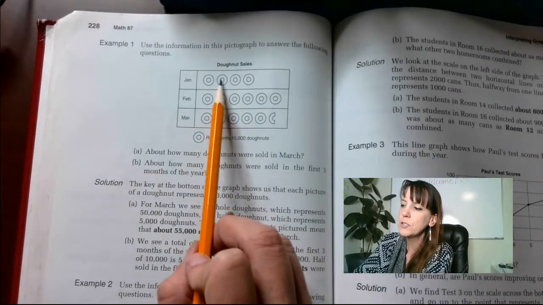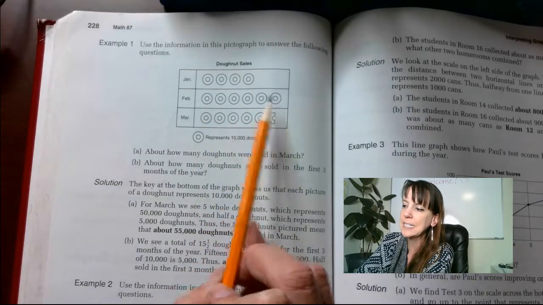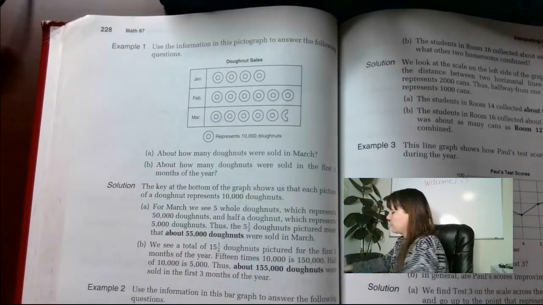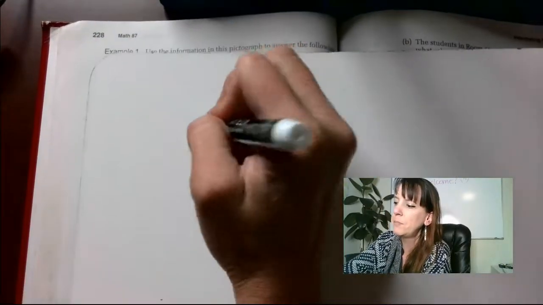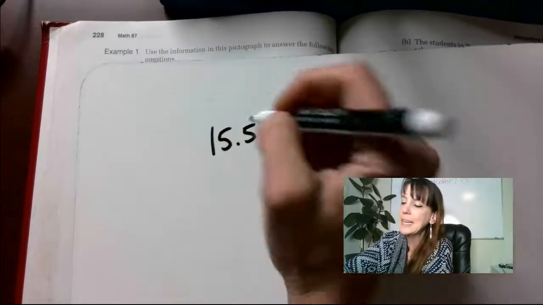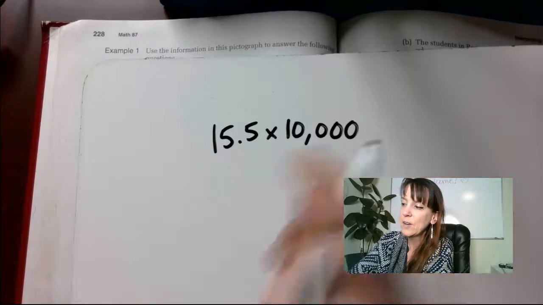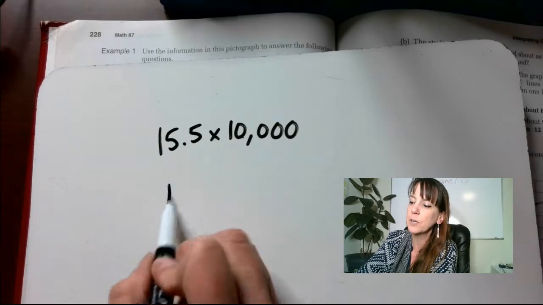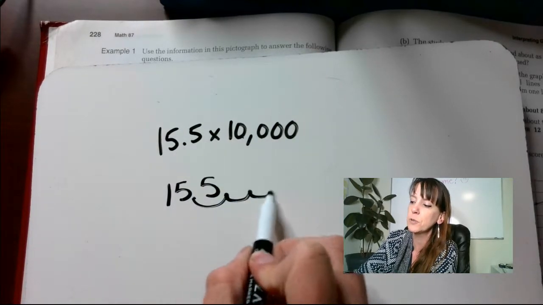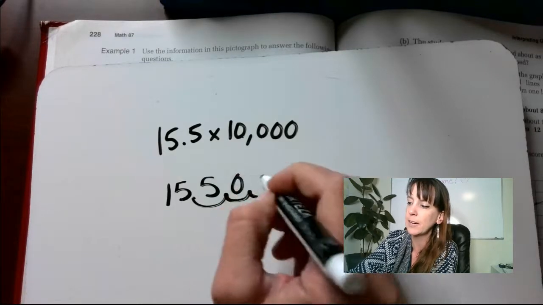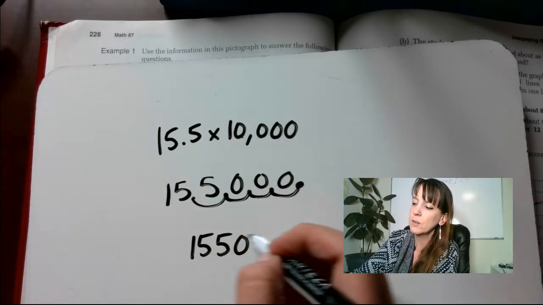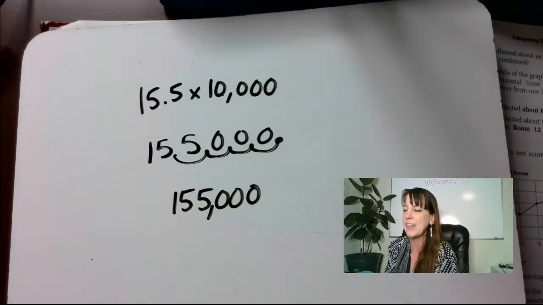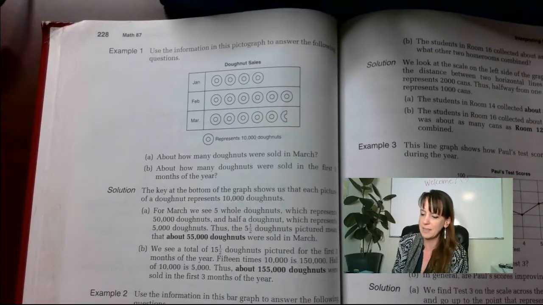Well, we have 1, 2, 3, 4, 5, 6, 7, 8, 9, 10, 11, 12, 13, 14, 15 and a half. So the way that we would write that is 15 and a half, so 15.5, right? Times 10,000. Well, that just means we need to move our decimal over 1, 2, 3, 4 spots. So what that means is we have 155,000. About 155,000 donuts were sold in the first 3 months.